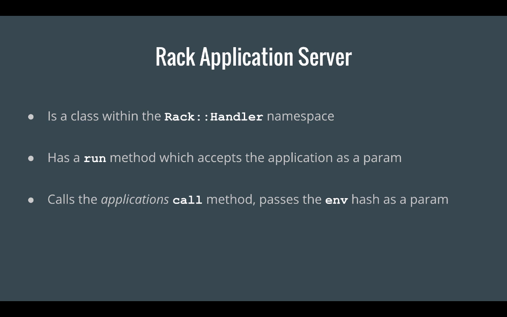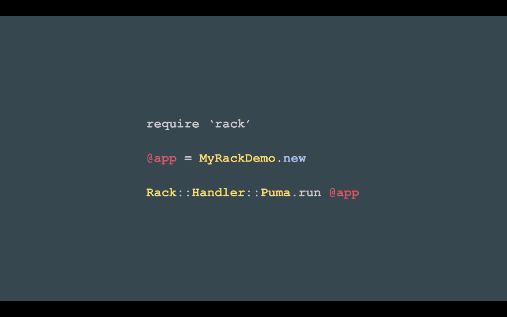And the reason that the call method is a requirement for a rack application is because the app server's run method is going to invoke call. So it's going to invoke call and pass it that env hash that gives you all the information about a request and the server. So here's how it would look at its very simplest level to instantiate a rack application and pass it into a server.